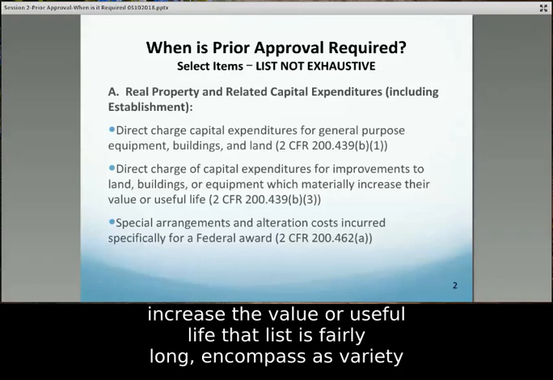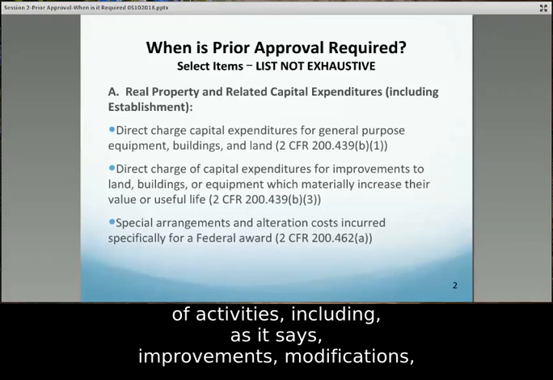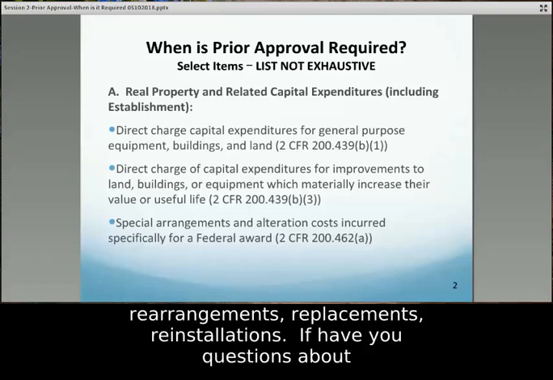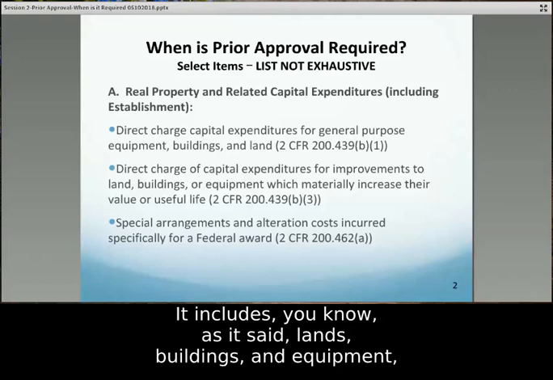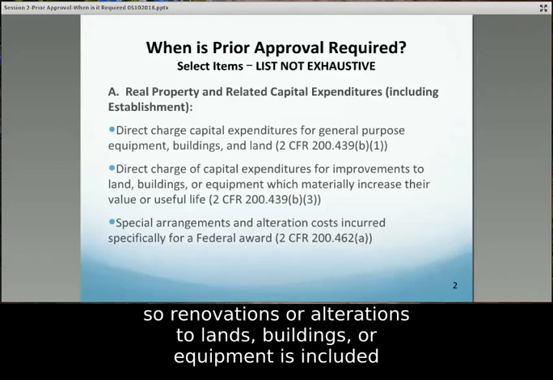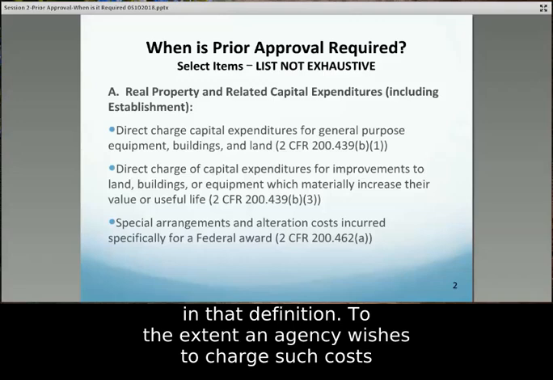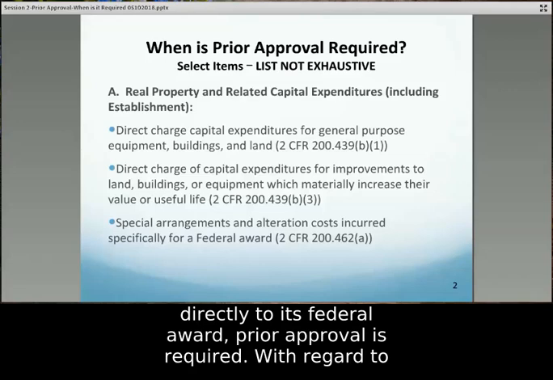That list is fairly long and encompasses a variety of activities, including, as it says, improvements, modifications, rearrangements, replacements, reinstallations. If you have questions about what fits into that, I would encourage you to request prior approval, just to be certain. It includes, as it said, lands, buildings, and equipment, so renovations or alterations to lands, buildings, or equipment are included in that definition. To the extent an agency wishes to charge such costs directly to its federal award, prior approval is required.